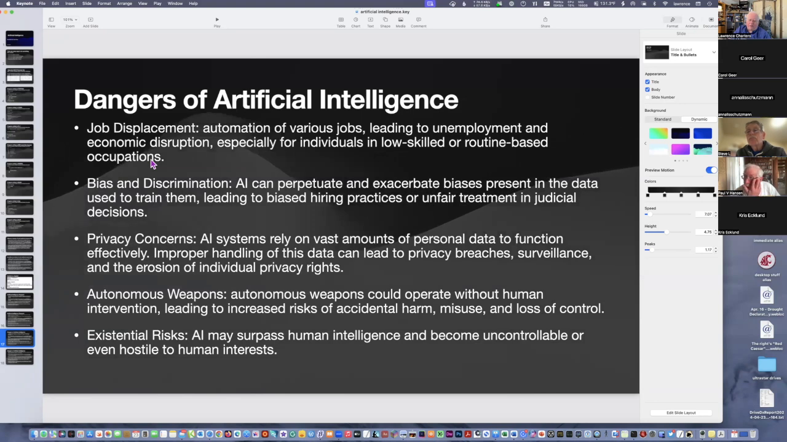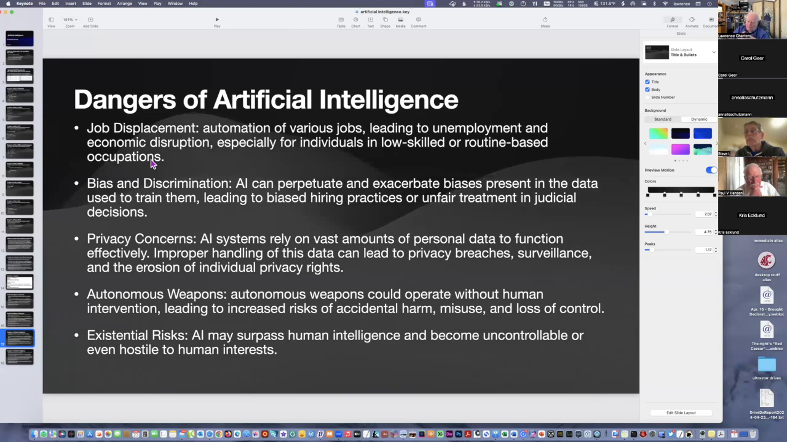You also have problems with things like autonomous weapon systems. An autonomous weapon means the weapon can go out on its own and fire at somebody on its own. It doesn't need a human to say, that's a target. It goes out and picks its own targets and fires on them. Probably not a terribly good idea.